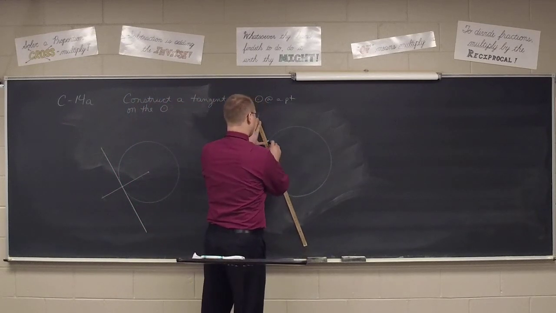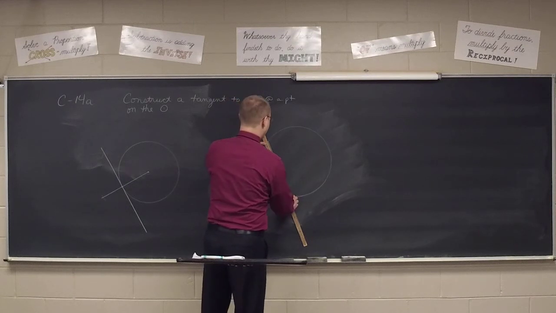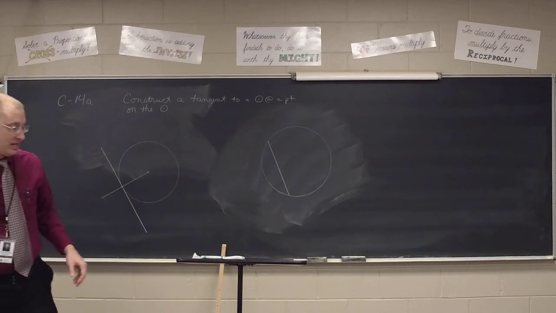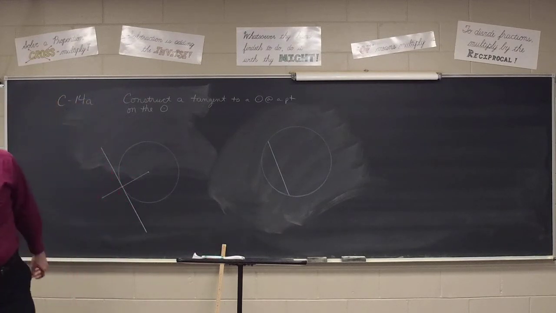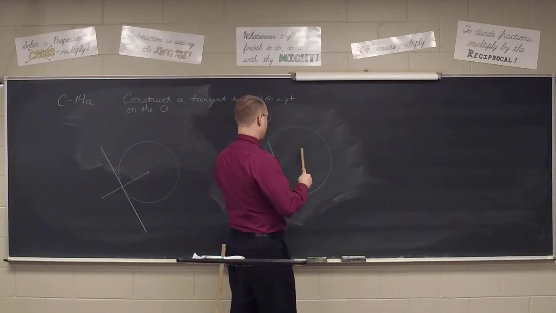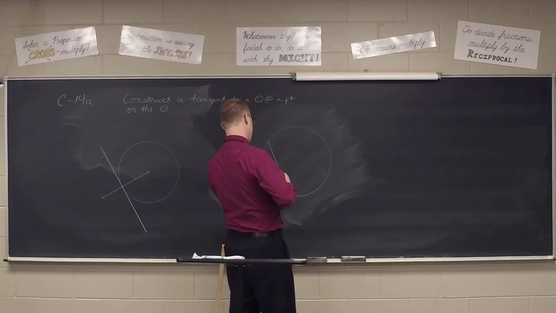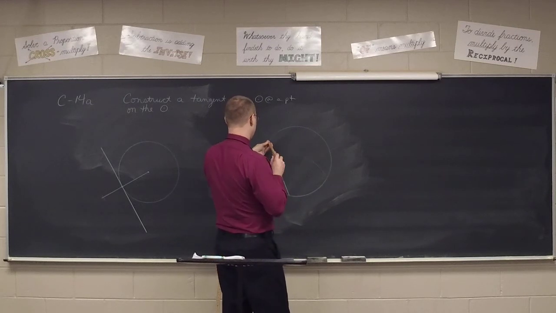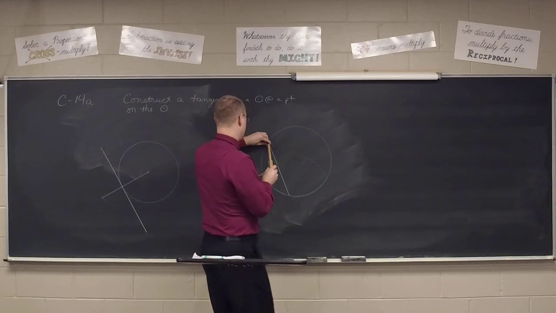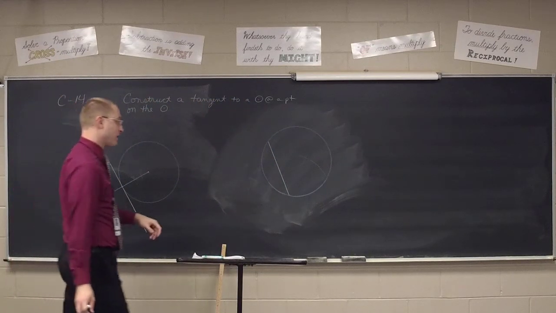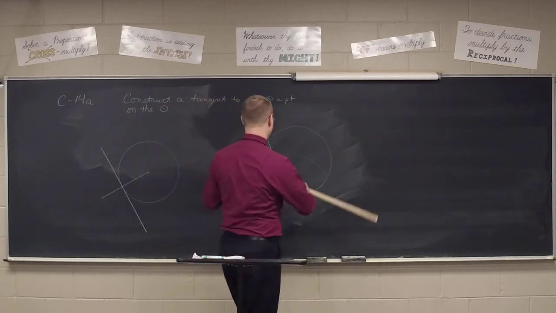Draw any chord. Doesn't really matter where you draw it or how you draw it. Just draw any chord. And go ahead and draw the perpendicular bisector. So remember that, open the compass more than half, make an arc. Because remember, the perpendicular bisector of any chord passes through the center of the circle.